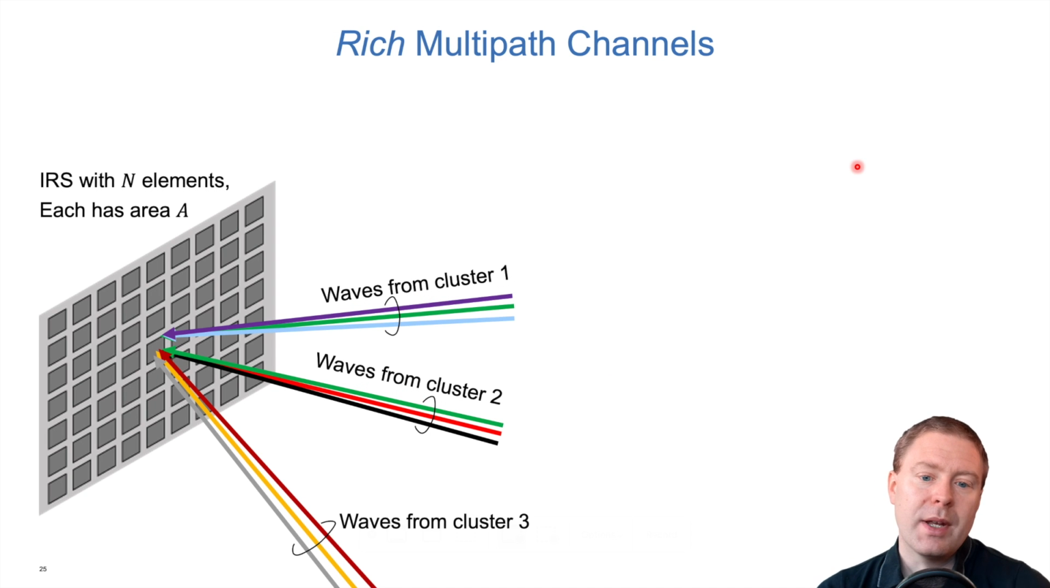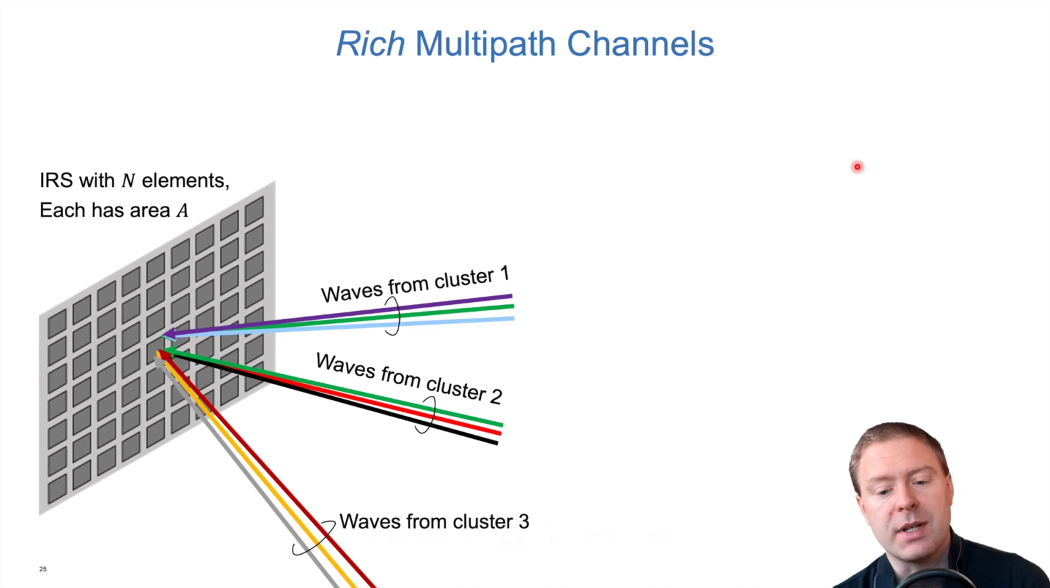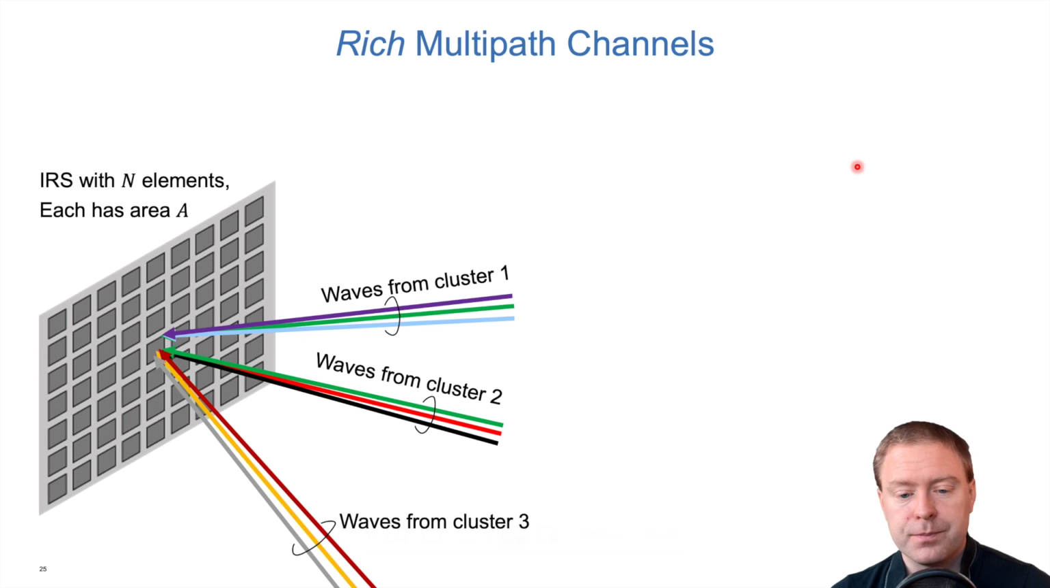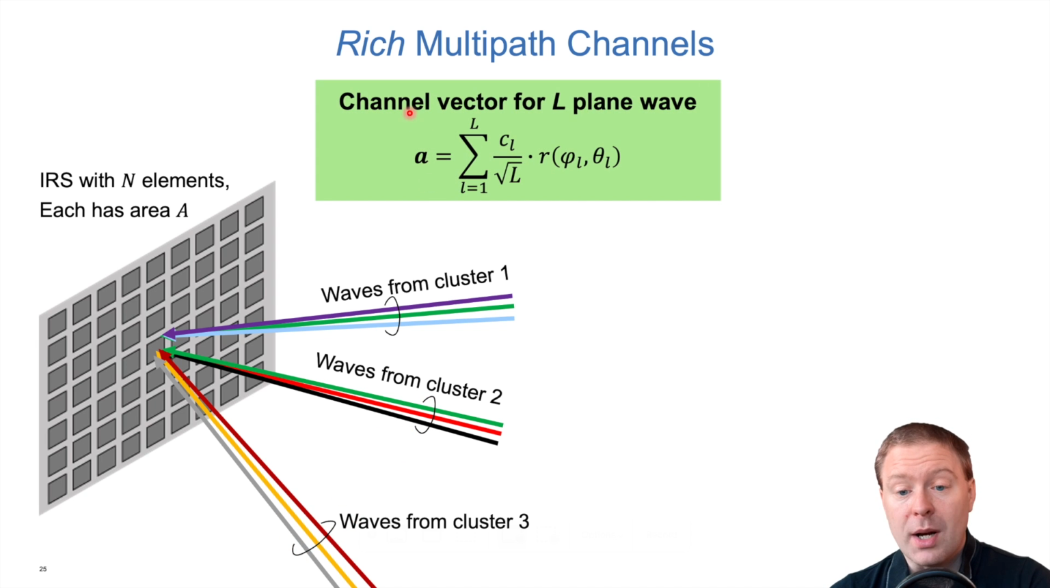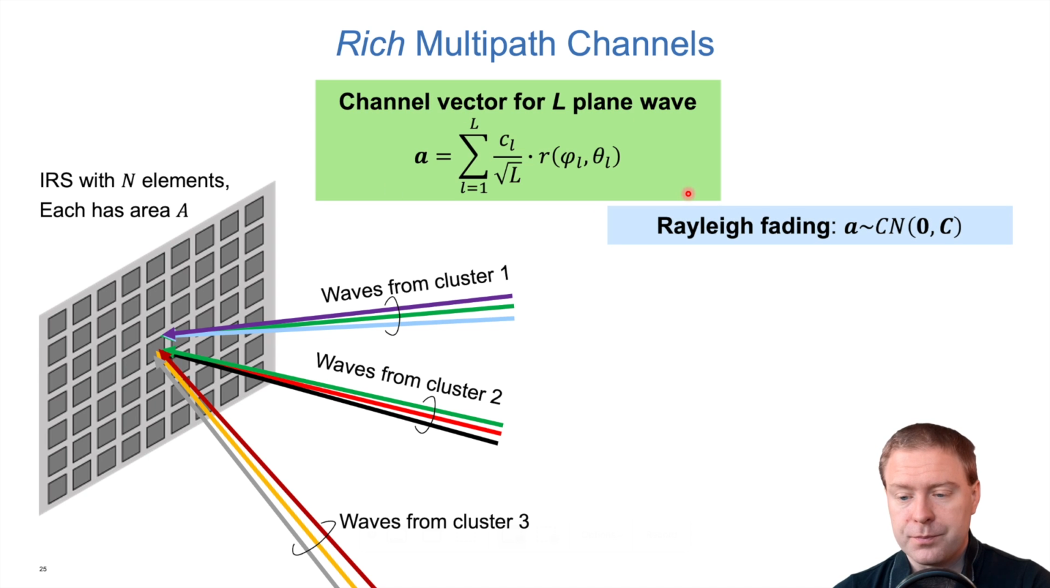Okay, so let's consider a rich multipath scenario where we have a lot of multipaths. So we have a cluster of waves coming in from one direction, and a cluster of waves from another, and a cluster of waves from a third direction, for example. We can describe it still in this particular way that we had before, with L plane waves.